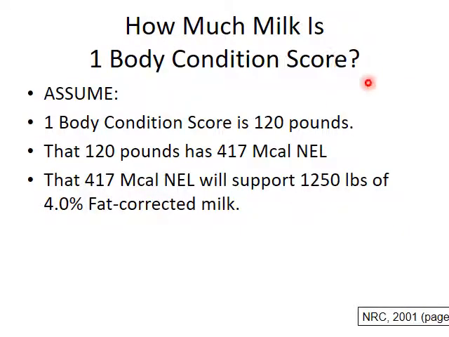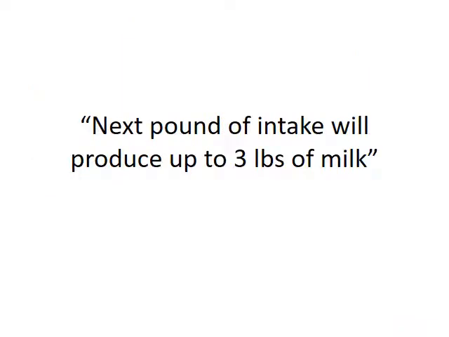So let's kind of go through the math here. How much milk is in one body condition score? We're going to say we're in that 3 range. We're going to say one body condition score is about 120 pounds. 120 pounds is going to be 170 megacalories of net energy lactation. At 117 megacalories of net energy lactation will support 1,250 pounds of fat corrected milk. So the phrase I will use, the next pound of intake will produce up to 3 pounds of milk.